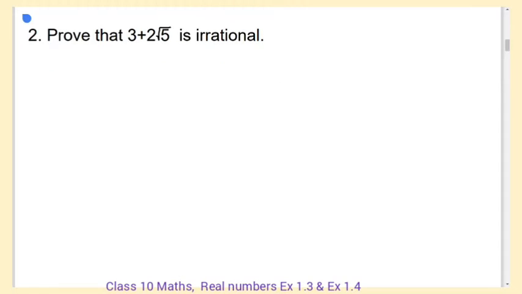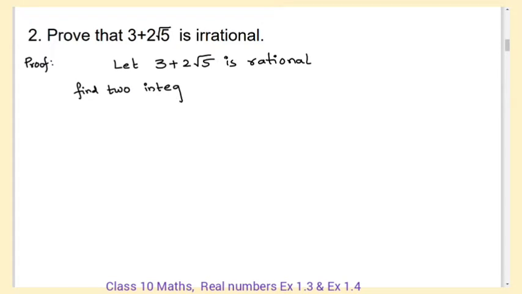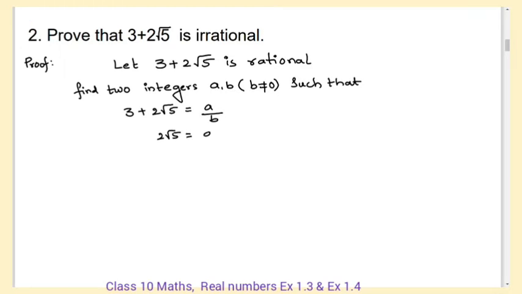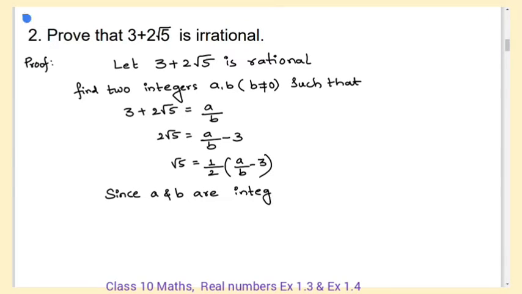Question number 2. Prove that 3 plus 2 root 5 is irrational. So first let us consider that 3 plus 2 root 5 is rational. Find two integers a, b, b is not equal to 0, such that 3 plus 2 root 5 is equal to a by b. This becomes 2 root 5 is equal to a by b minus 3, root 5 is equal to 1 by 2 in bracket a by b minus 3.